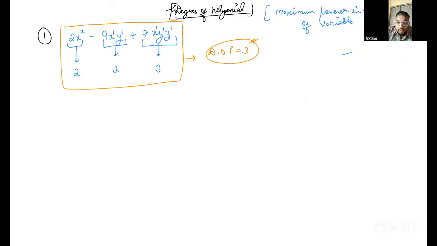Understood? Yes or no? Did you understand? Okay, so now Betya will give me the answer of this: 2x squared yz plus 9xy plus 7x squared y3z. So what is the degree of polynomial of this? Betya, give me the answer.